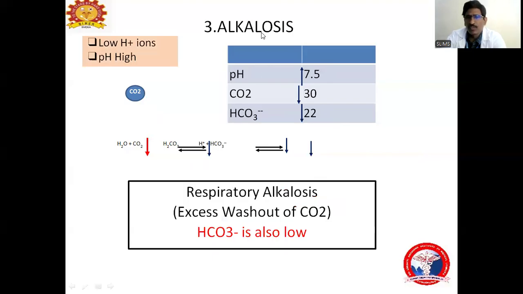Now coming to alkalosis. Look at the pH, it is on the higher side. So there are fewer hydrogen ions. Look at the carbon dioxide, there is less carbon dioxide. So the PaCO2 is reduced. So the reduction in carbon dioxide is the responsible reason for the reduction in hydrogen ion concentration. So this is called respiratory alkalosis. That means the excess washout of carbon dioxide. But what happens to the bicarbonate? When carbonic acid is low, bicarbonate is also low. So both are low in a respiratory cause.